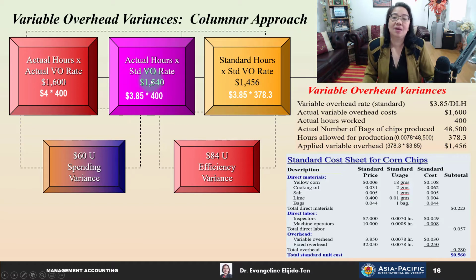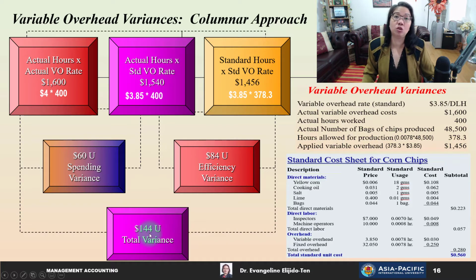So when we get the difference between $1,540 and $1,456, we get $84 efficiency variance. And that is again unfavorable because the actual hours at standard rate is greater than the standard hours at standard rate. Now, when we total up the spending and the efficiency variance, because both are unfavorable, we'll just add them, and that will give us a total variance of $144 unfavorable.